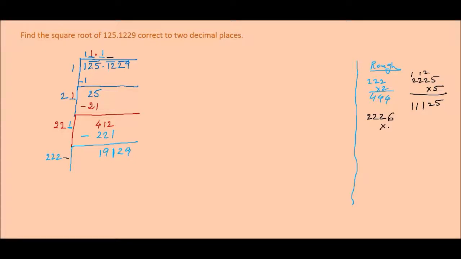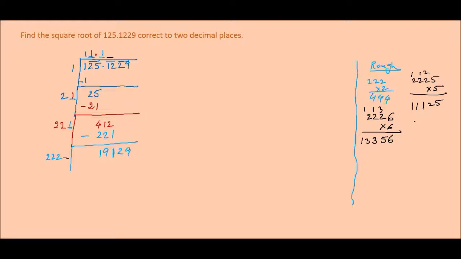2226 multiplied with 6. 6 times 6 is 36. 6 times 2 is 12 plus 3 is 15. 6 times 2 is 12 plus 1, 13. And 6 times 2 is 12 plus 1, 13. Even this is smaller than the dividend.